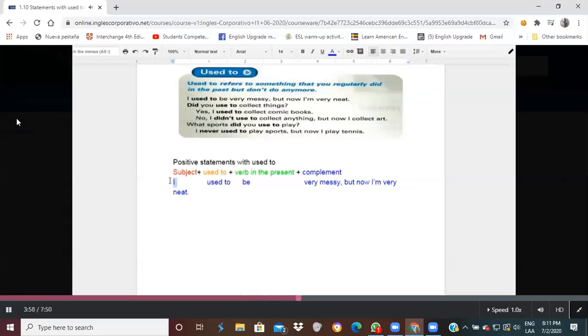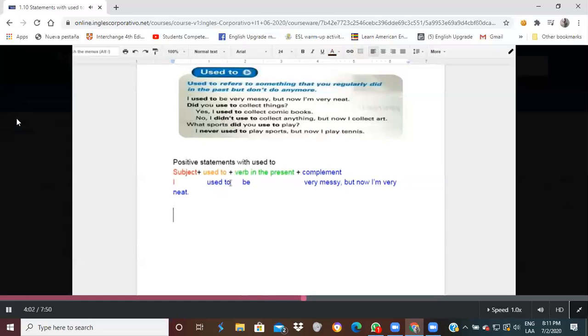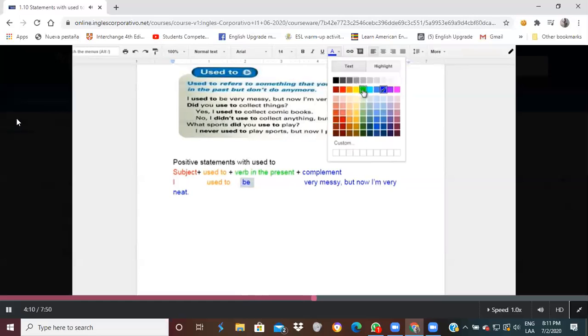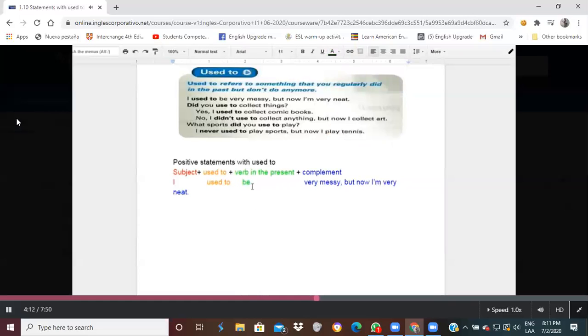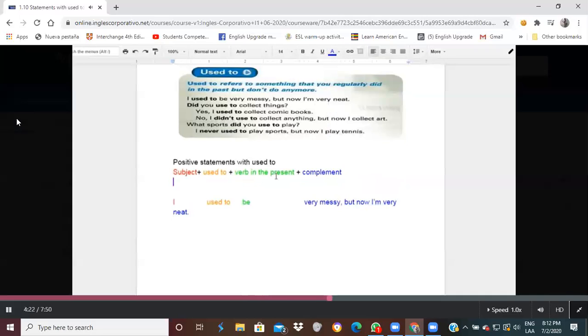So the subject in our sentence is I. I'm going to go ahead and play with the colors right now. This follows used to. And then we have the verb to be. Now this just happens to be the verb that we're using in this example, but it's not always going to be the verb to be. And then finally we're going to have some sort of complement in order to finish that idea there. And so now let's try to make a couple more examples.